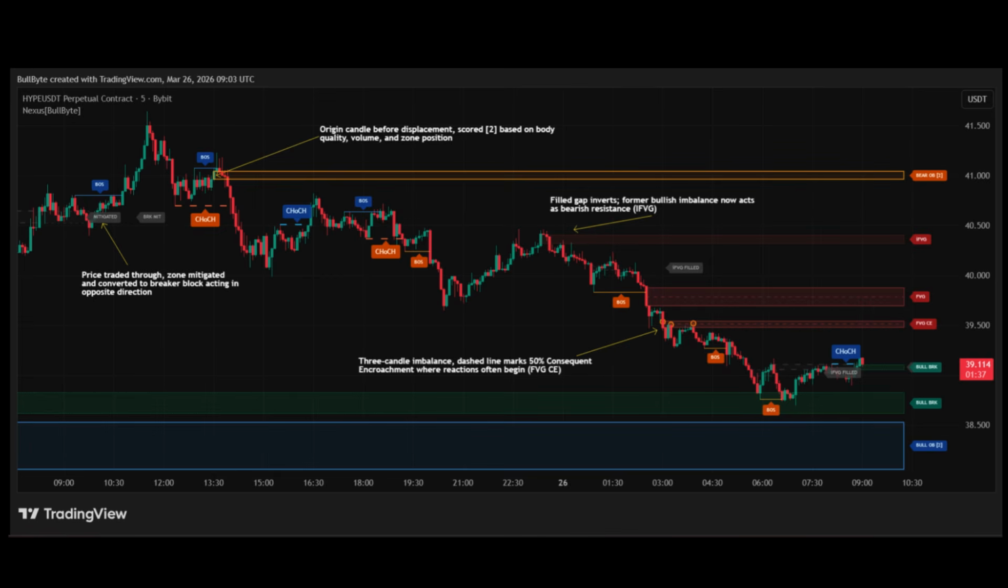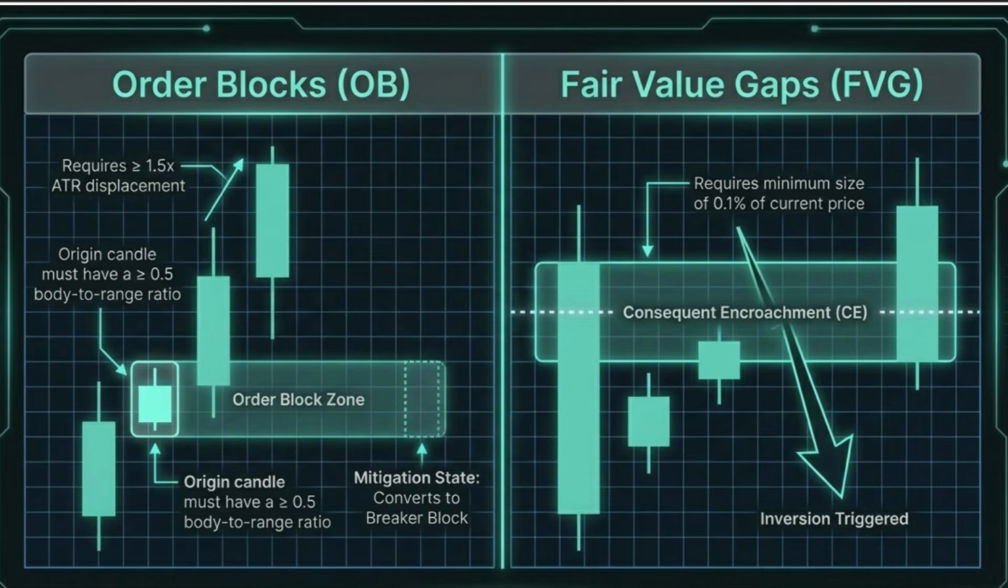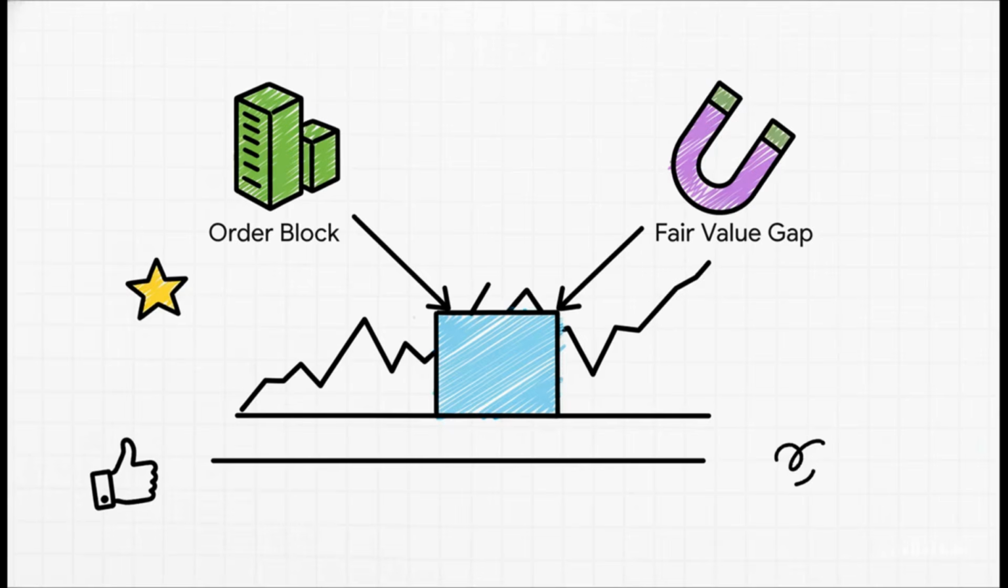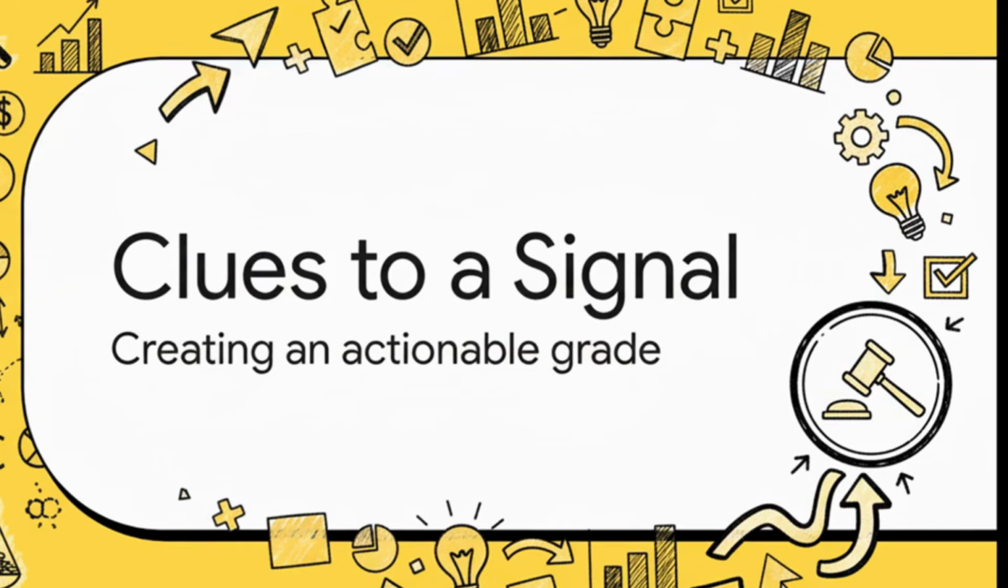And when an order block and a fair value gap overlap in the same direction, that confluence gets special treatment in the scoring engine. It represents the highest quality zone alignment the system can detect. Now let us talk about how all of this becomes an actionable signal.